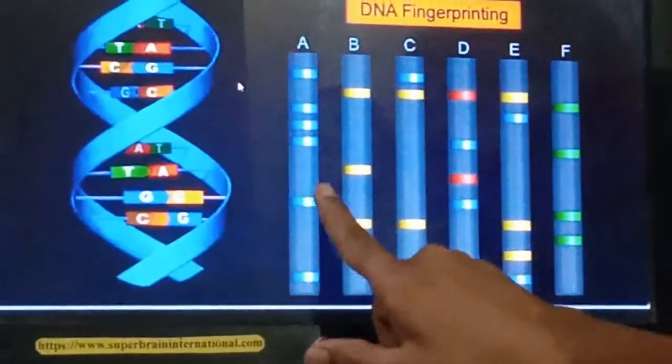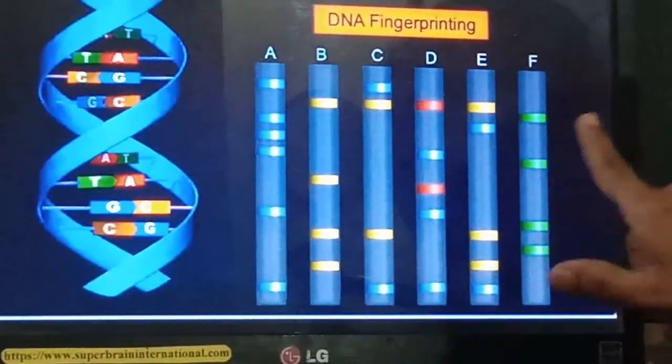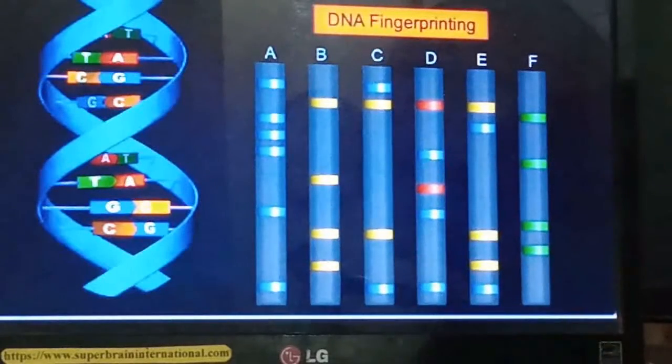These repeated sequences are taken at different loci from different chromosomes, and they help us in DNA fingerprinting.